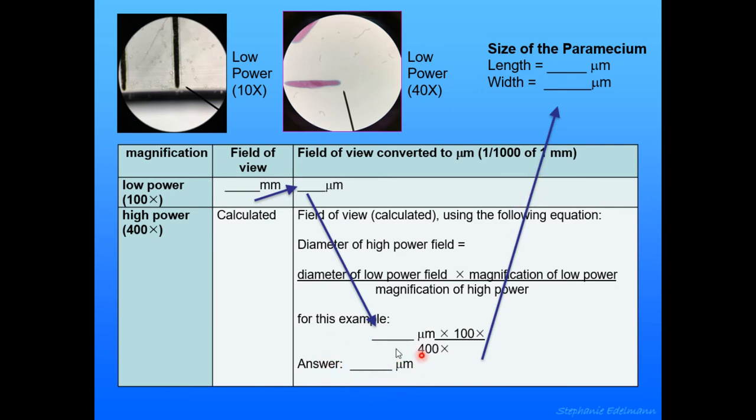Now, this answer here tells you what the diameter of this whole field is. So whatever comes out here is the answer. That's the diameter of the whole field. Now, clearly, the paramecium doesn't cover the whole field. And so from there, I want you to simply estimate what the length and the width of the paramecium may be. I hope that makes a little more sense.